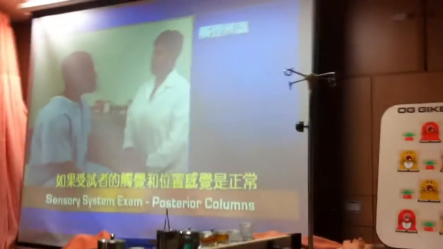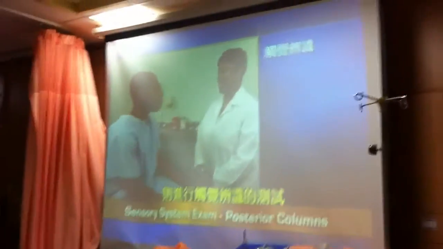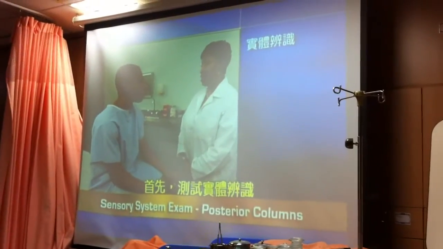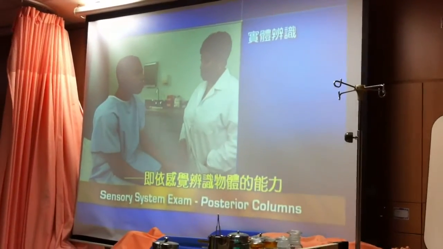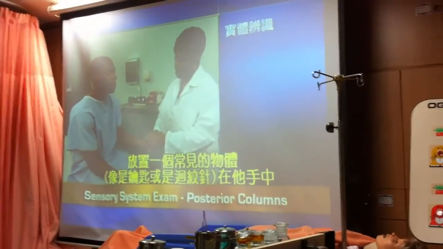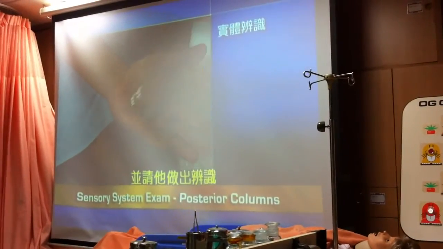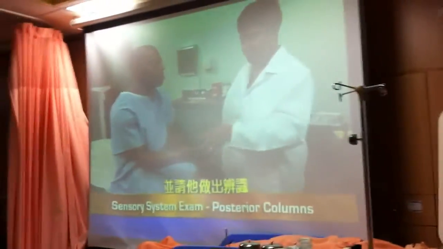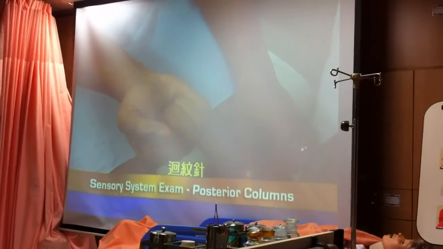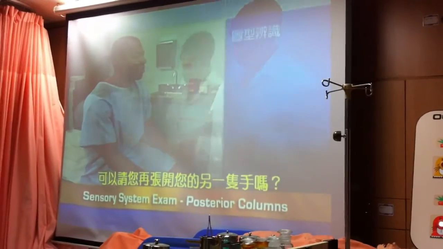If he has normal or near normal sense of touch and position, perform tactile discrimination tests. First, test stereognosis, the ability to recognize objects by feel. With the person's eyes closed, place a familiar object, such as a key or paperclip, in his hand and ask him to identify it. Normally, he will explore it with his fingers and name it correctly. Test a different object in each hand.